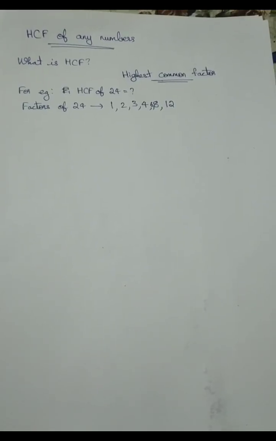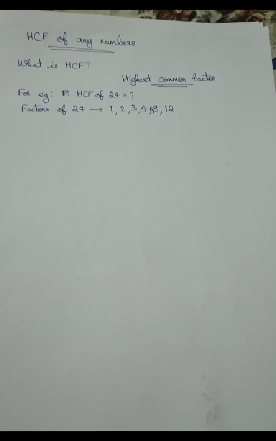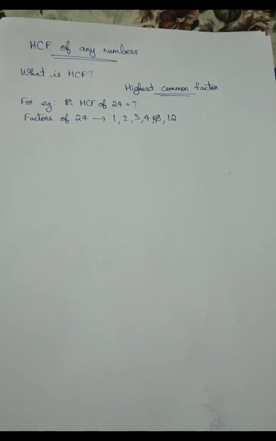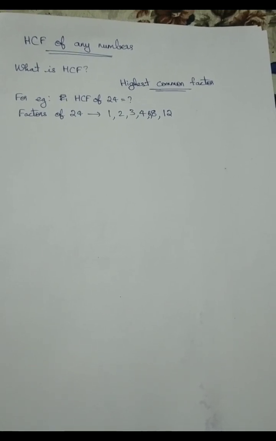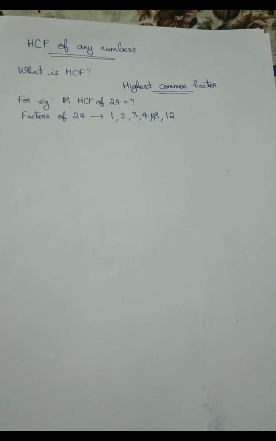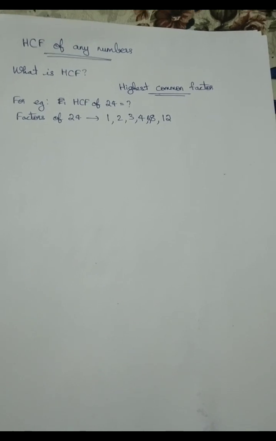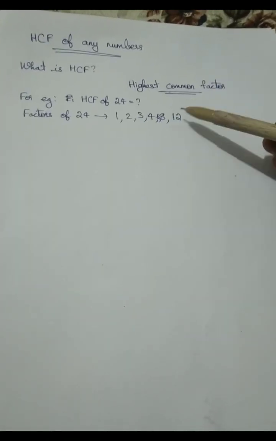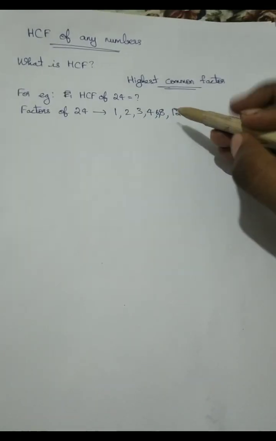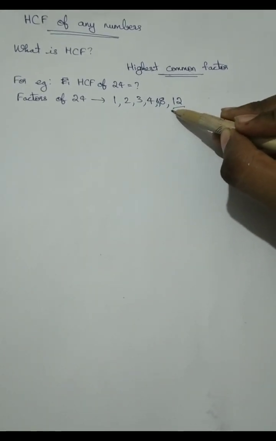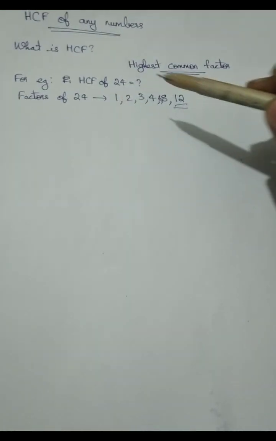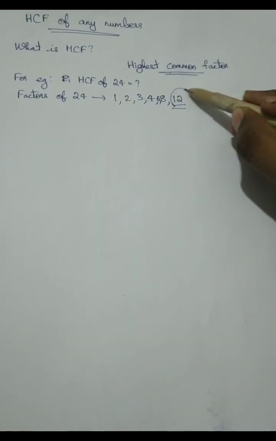Before going to the video, we must know what HCF actually is. HCF is known as the highest common factor. For example, if we want to find the HCF of 24, we must know the factors of 24. Factors of 24 are 1, 2, 3, 4, 6, 8 and 12. Among these numbers, 12 is the highest possible factor of 24. So 12 would be the HCF of 24, and that is the meaning of HCF.